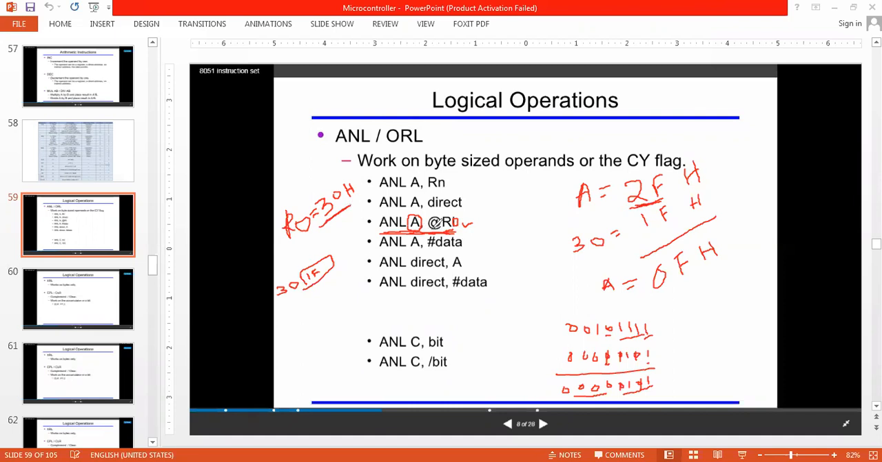Okay, but what is this symbol? The at the rate symbol is saying that the value which R0 is having is not the data, it is the address. So 30H is not the value, 30H is the address. So what is there inside the 30H? 1F. So again, what will I get here for ANDing purpose? 1F only. So what will be the new value of A? It is going to be 0FH. Understood?